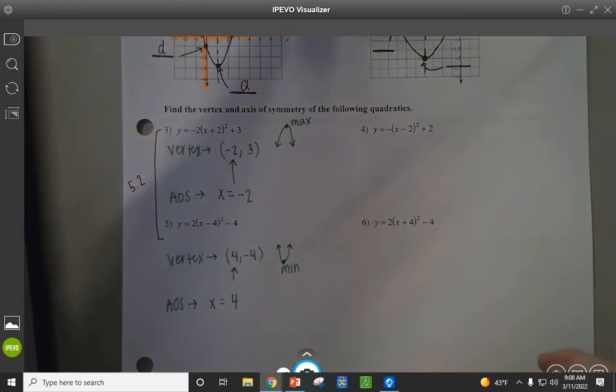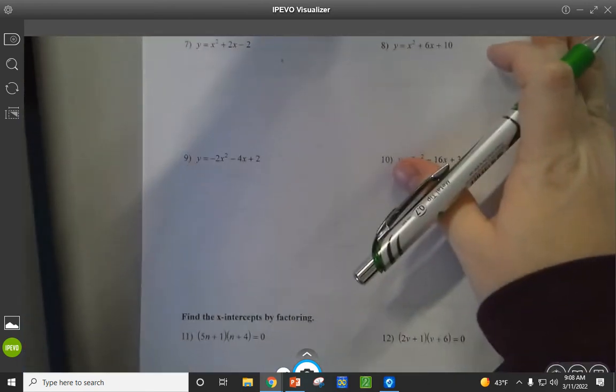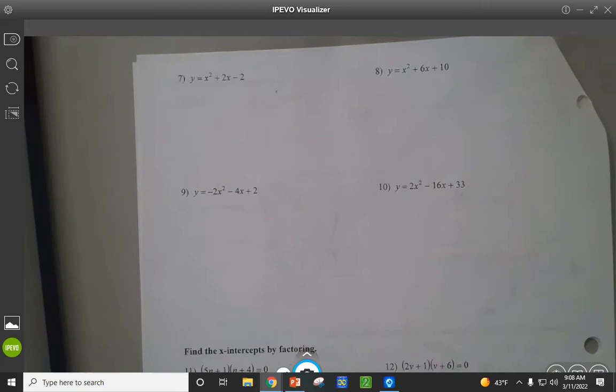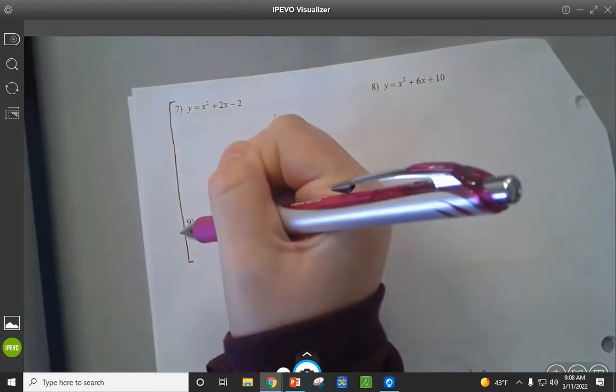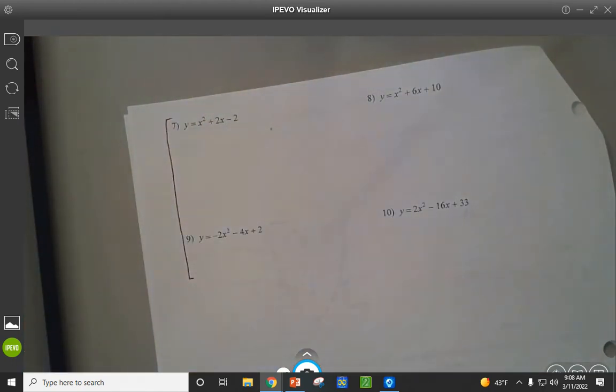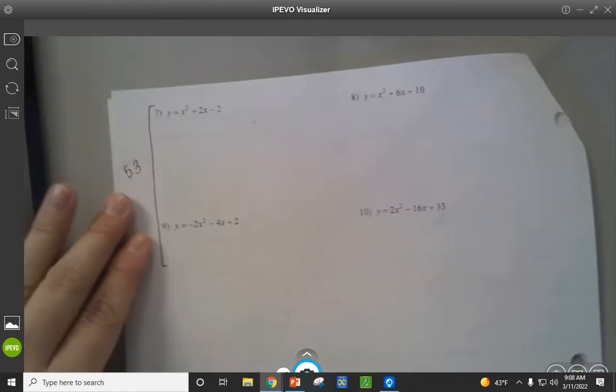So far, not so bad. Now let's move on to question number 7. Notice how these are written a little bit differently. You don't have the parentheses with the squared outside. These are not in vertex form. These are in standard form, which is lesson 5.3. This was one that was an NTI assignment.